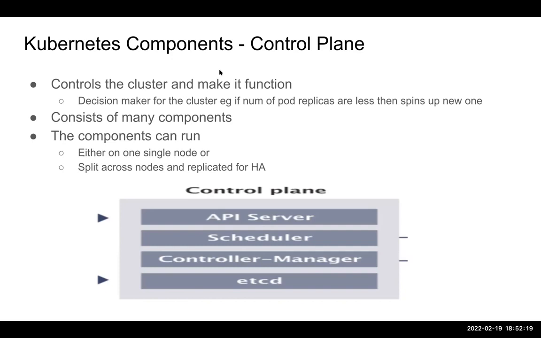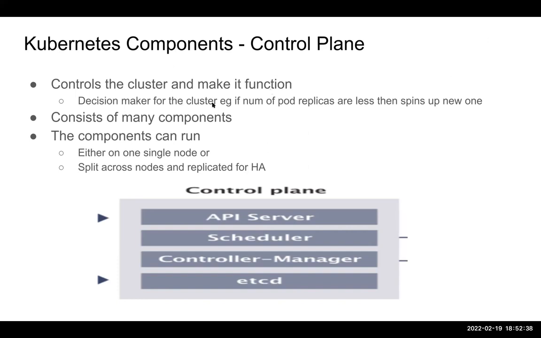First is the control plane. What does the control plane itself do? It controls the cluster and makes it function. So when a pod is created, when a pod gets destroyed, or when a node gets destroyed, what should happen and all those things. Basically, it's responsible for making the cluster work.